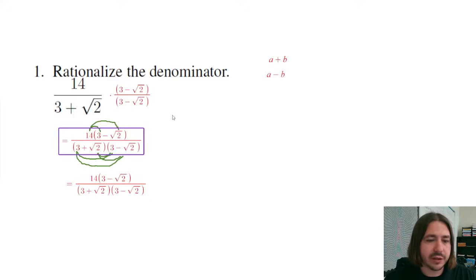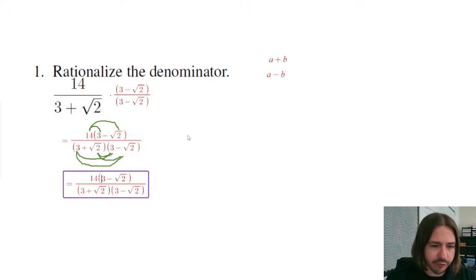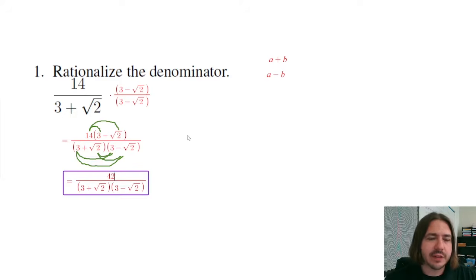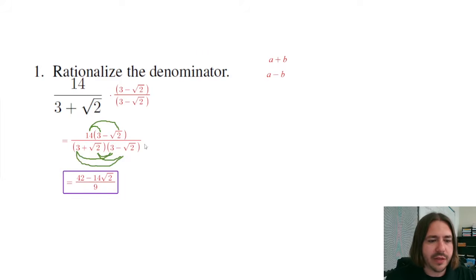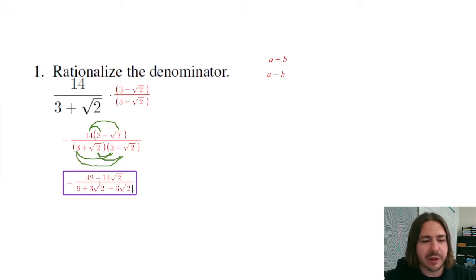3 times 14, again, no calculator here, so you might want to work this by hand, is going to be 42. And then 14 times negative root 2 is going to be negative 14 root 2. In the denominator, we've got 3 times 3, that's going to be 9. Then we have this instance of 3 times root 2 and 3 times negative root 2. So what ends up happening here is I've got plus 3 root 2, minus 3 root 2. And those will cancel each other out, right? Anytime you subtract something from itself, it equals 0. And that's kind of the whole point of multiplying by this conjugate, is to get rid of those square roots.